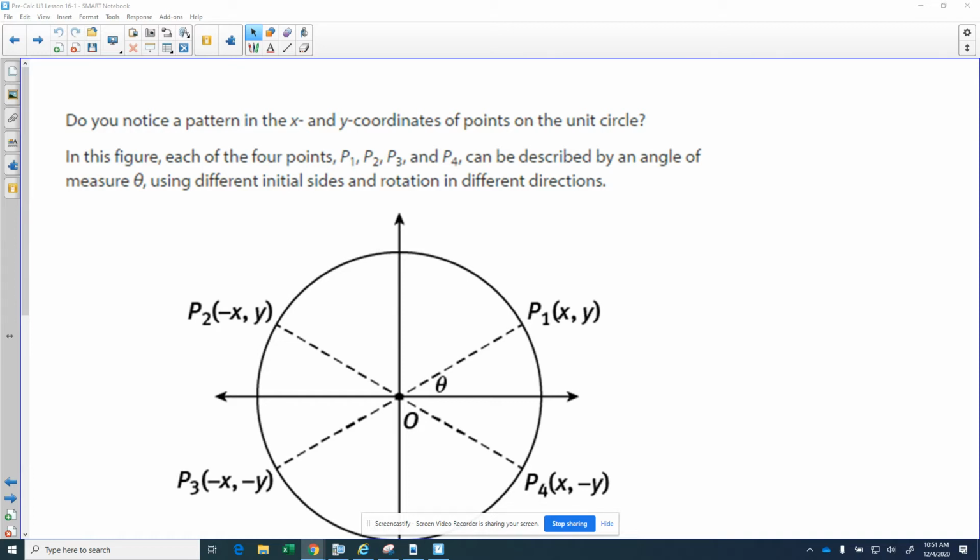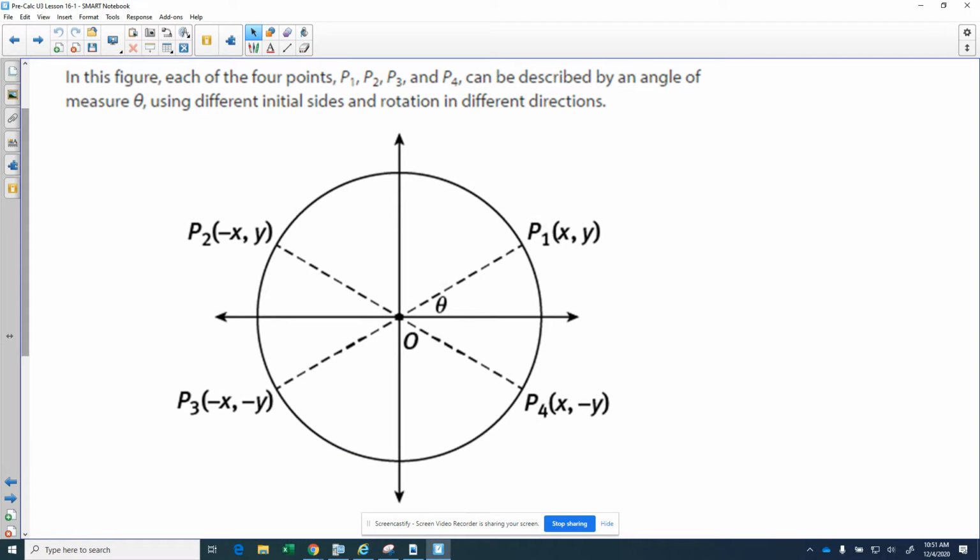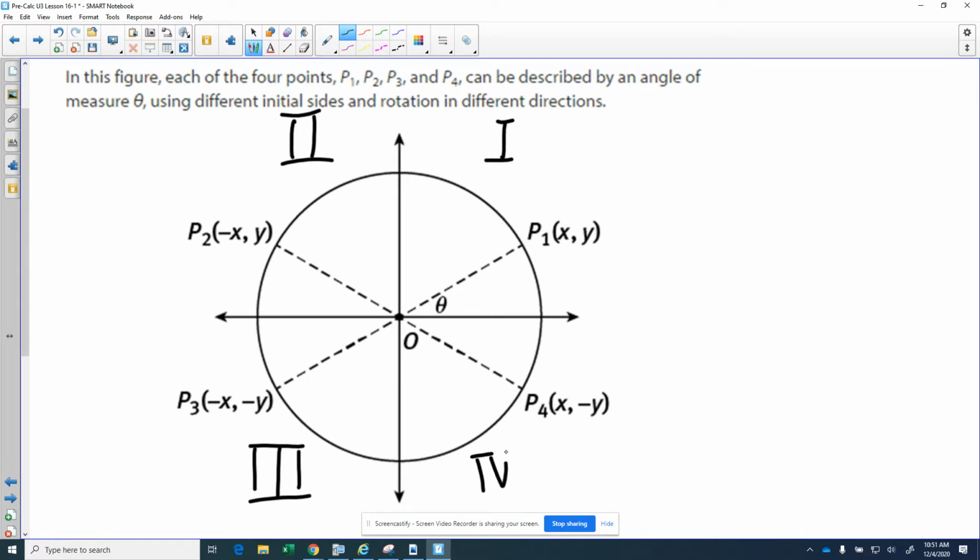One of the key things we're going to be talking about, and one of the most important things about the unit circle, is how even though it is split into four separate quadrants, 1, 2, 3, and 4, each of these quadrants is actually related in some way. And this picture does a really good job of describing that.